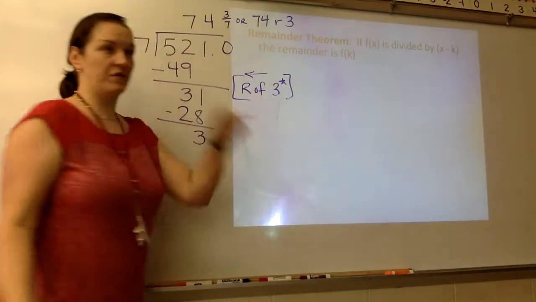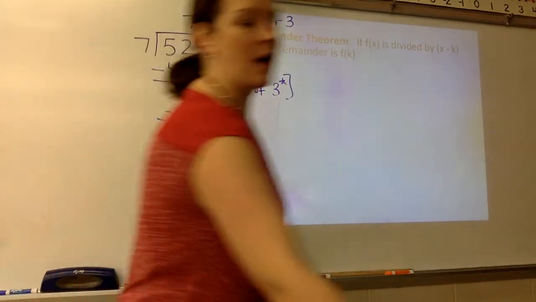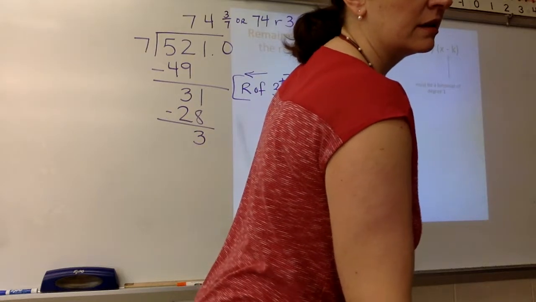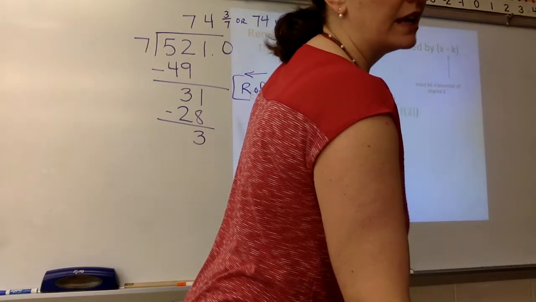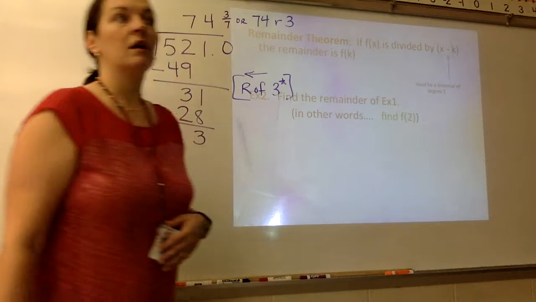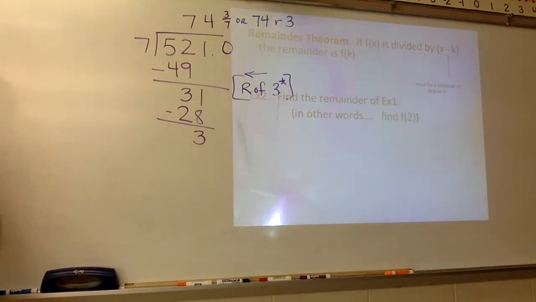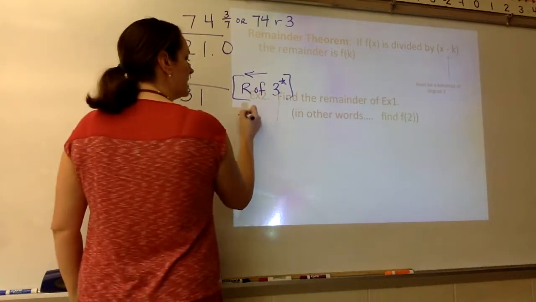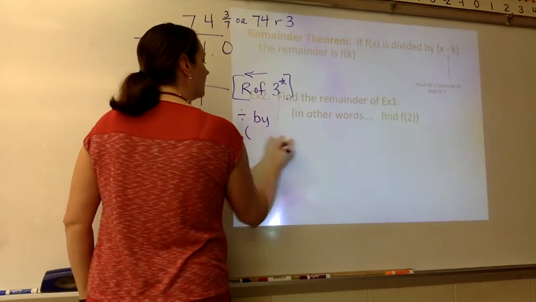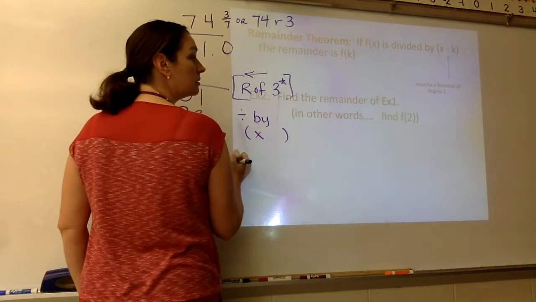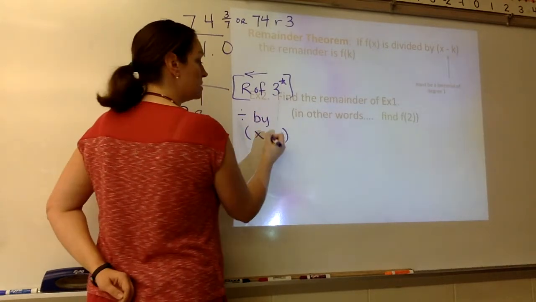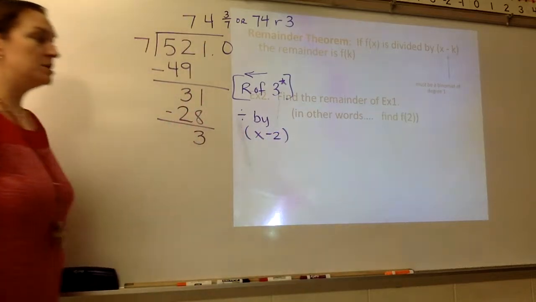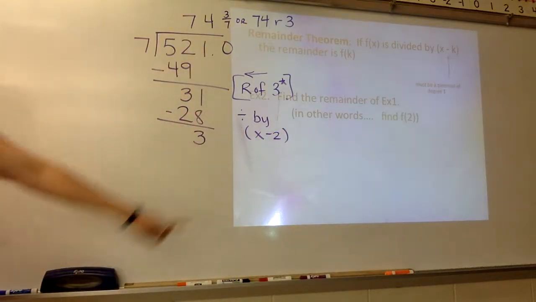I had a remainder of 3. So if I look at what this says, find the remainder in example 1. What did I divide by? I divided by what quantity? X minus 2, right? X minus 2. So there's my x minus k.